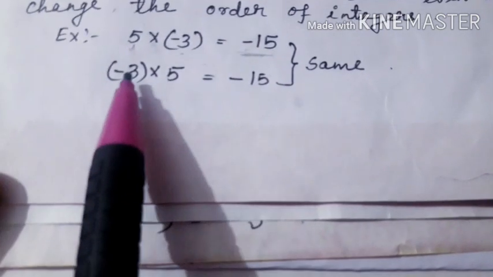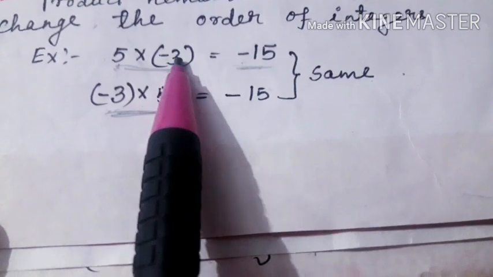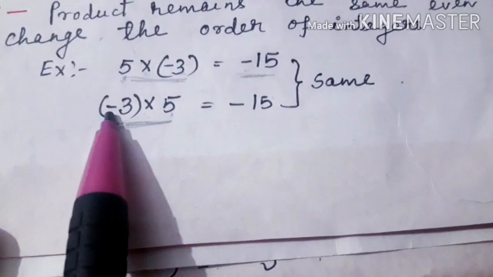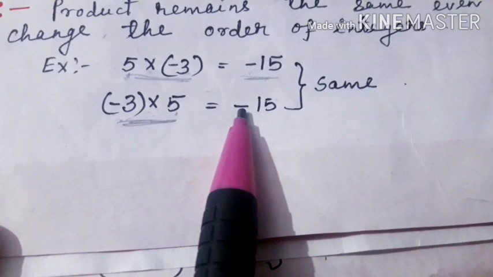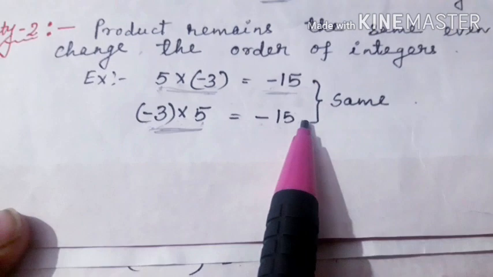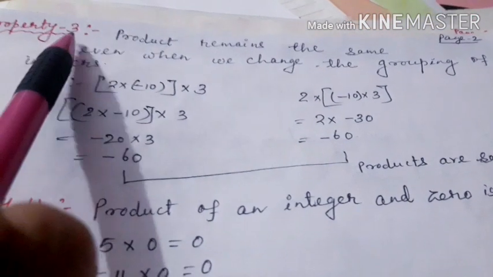If we change the order of the integers, that means I write here minus 3 first into 5. I have changed the order here. The order was 5 into minus 3. Now minus 3 into 5, which is equal to minus into plus is equal to minus, 3 into 5, 15. The product of both is the same or not? Yes, both are the same.